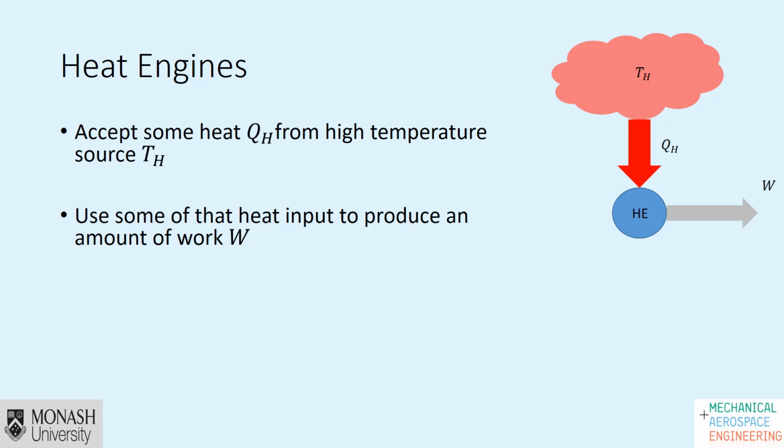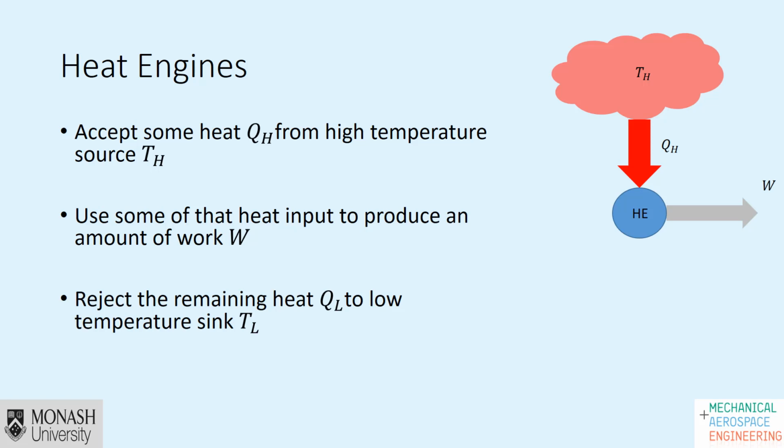The second law of thermodynamics tells us, specifically the Kelvin-Planck statement of the second law of thermodynamics, that we can't turn all of that heat input, QH, into work, W. So to be a heat engine that satisfies the second law of thermodynamics, it must reject the remaining heat that it did not use to some low temperature sink at a temperature that we'll call TL for low temperature. So this is what a heat engine does. Takes some heat from a high temperature source, turns some of it into work, and then rejects all the heat that it couldn't use to some low temperature sink.